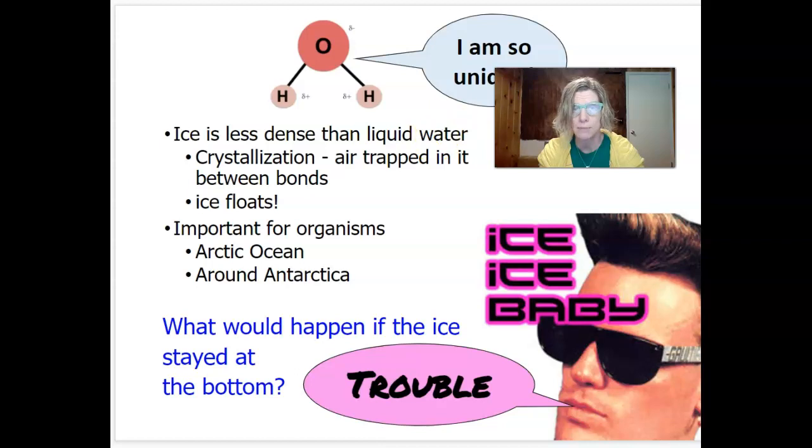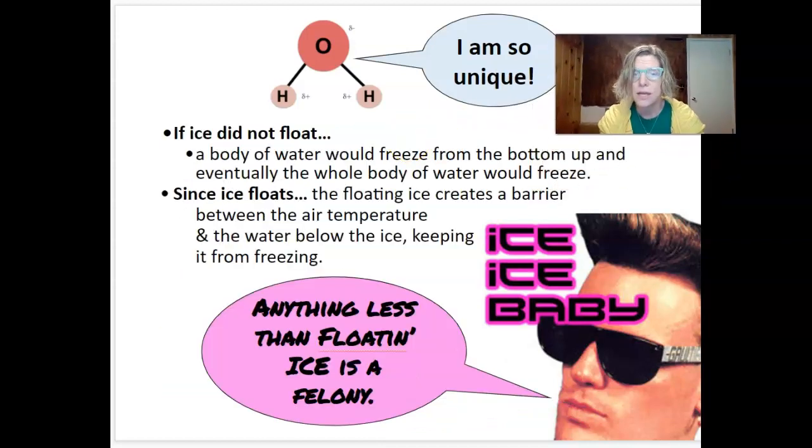Well, trouble would happen. If ice did not float, then a body of water would freeze from the bottom up, and eventually the whole body of water would freeze. Since it floats, the floating ice creates a barrier between the air temperature and the water below the ice, keeping it from freezing all the way through. So floating is super important, and it insulates that water, and it prevents it from having an ocean of ice, right?